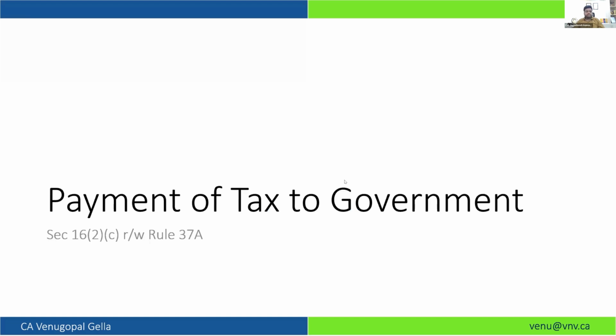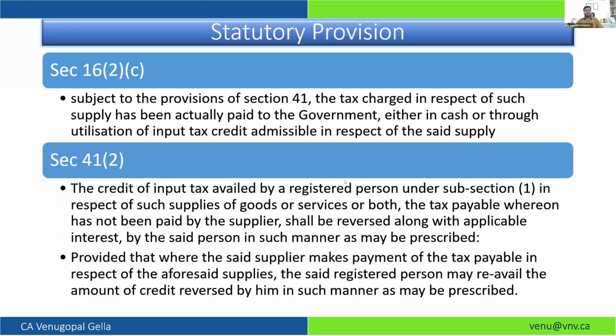Now, coming to the next clause, payment of tax to the government. So section 16, subsection 2, clause C. If you see how section 16 subsection 2 clause C is drafted, it is subject to the provisions of section 41. The tax charged in respect of such supply has actually been paid to the government either in cash or through the utilization of input tax credit. That means the tax my supplier has charged to me, he should remit to the government. Otherwise, I am not allowed to avail the ITC.